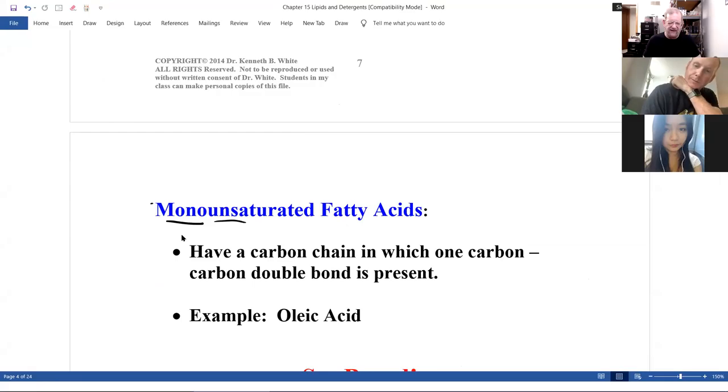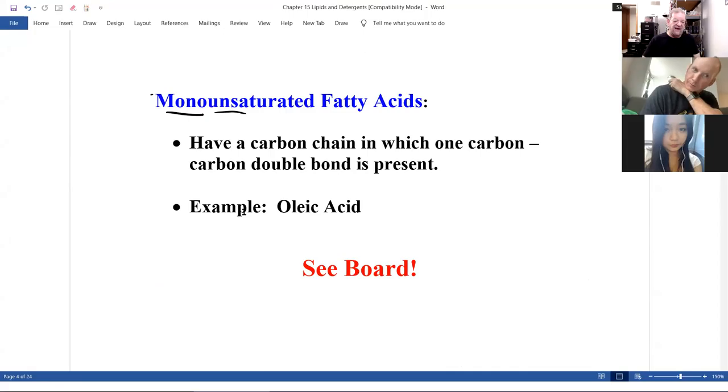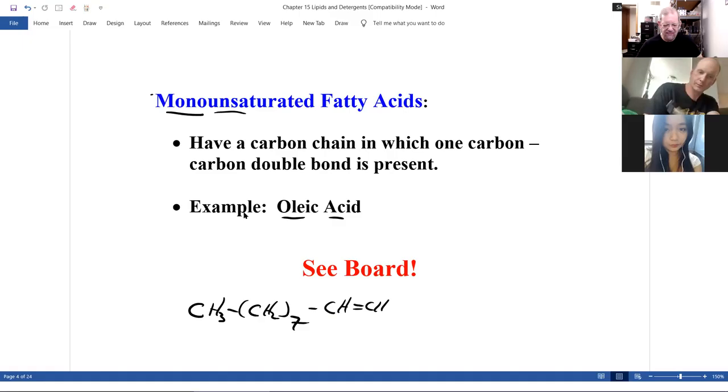All right, now, if you have saturated fatty acids, you can have a monounsaturated fatty acid. Mono means one. Unsaturated means it has at least one carbon-carbon double bond present in the chain. And Mother Nature never did triple bonds, something organic chemists do.